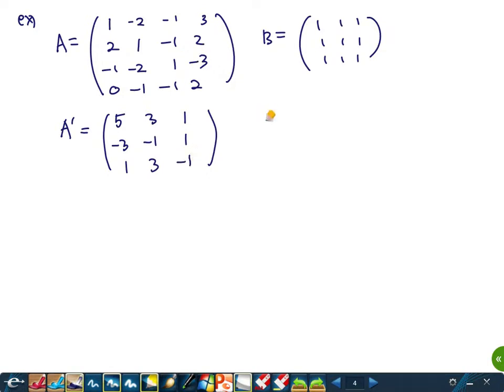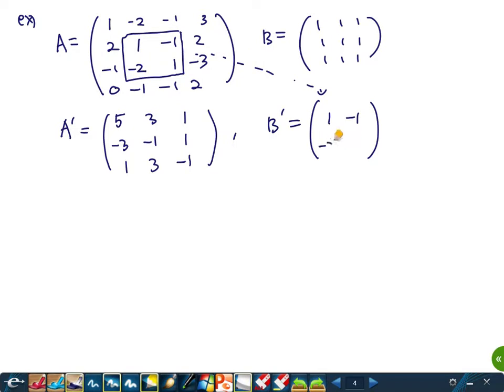Now, what is B prime? You just take this part, and this will be exactly this part over here. So it's 1, minus 1, minus 2, 1. Continue. A double prime. You take the determinant of this part. Minus 5 plus 9 is 4. And here, 3 plus 1 is 4, minus 9 plus 1, minus 8. Oh, is that right?